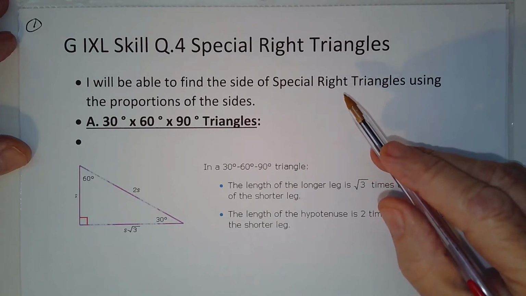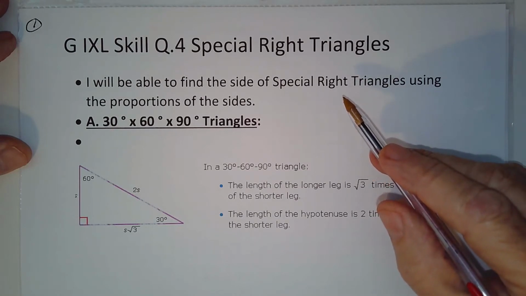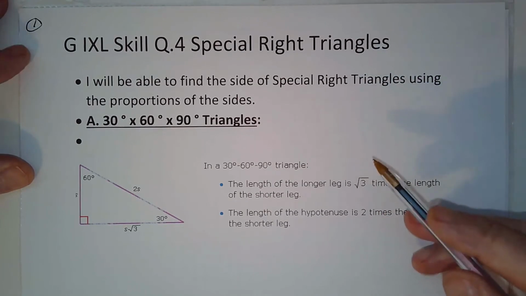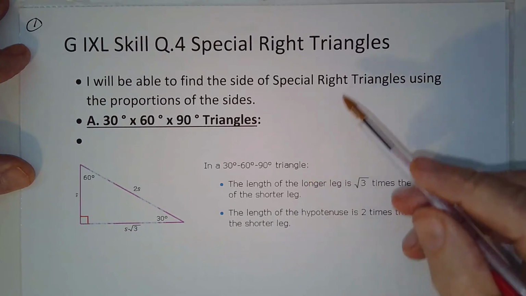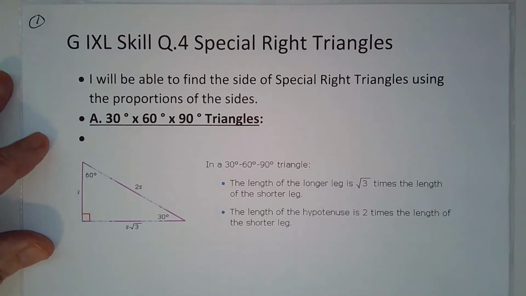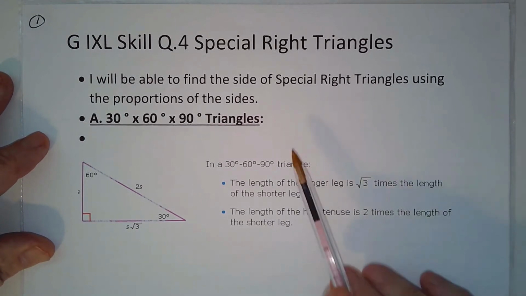If you haven't started it, work on it. Each of these tests helps you become a stronger math student. Okay, so today we're working on special right triangles, and there are two types of special right triangles. We've sort of danced around this.